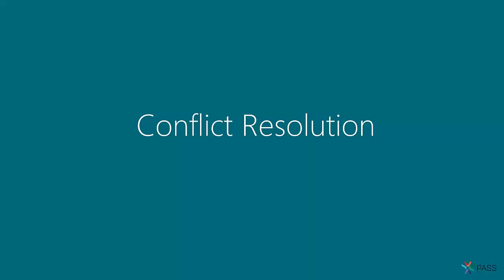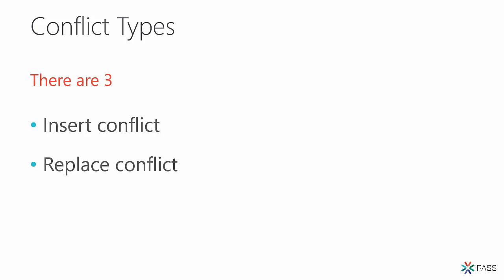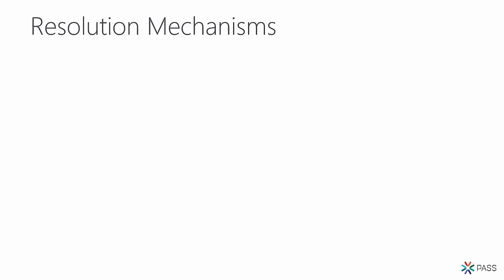So we just saw that multi-master sync. Now let's talk about conflict resolution. So there are three types of conflicts. There's an insert conflict if two regions try to insert a record with the same ID at the same time. There's a replace conflict if two regions try to replace an existing document with different contents at the same time. And there's a delete conflict, where one region wants to delete the document and another one is trying to update it, right? So what happens? Resolution mechanisms are configured at the container level, okay? So whatever that is, collection, graph, or table.